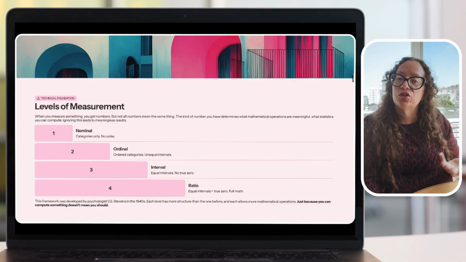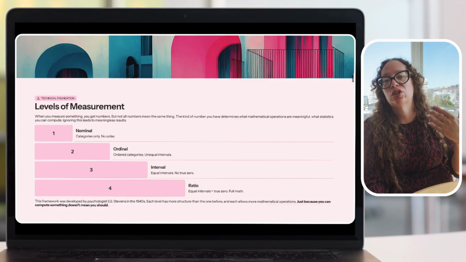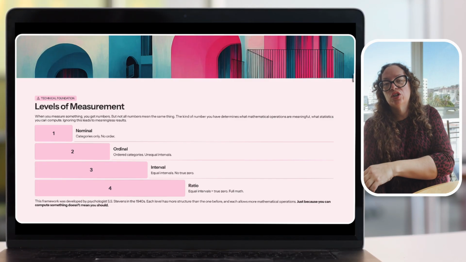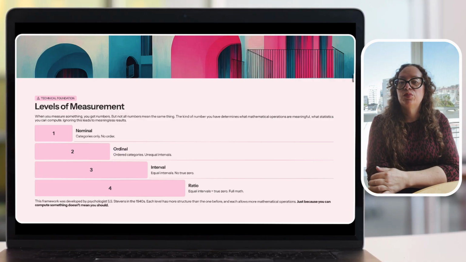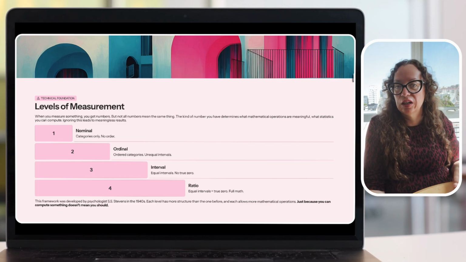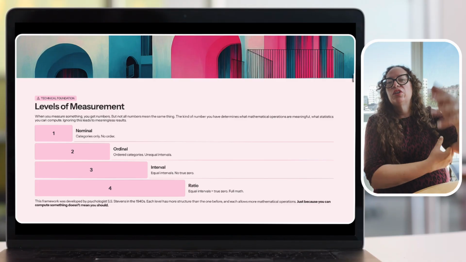So what can you do with nominal data? Not much mathematically. You can count how many people are in each category. You can compute proportions, what percentage is male, what percentage is female. You can compute the mode, the most common category, but you can't compute a mean. You can't say what's the average gender. That question doesn't make sense. What's the average political affiliation? That's meaningless, okay?